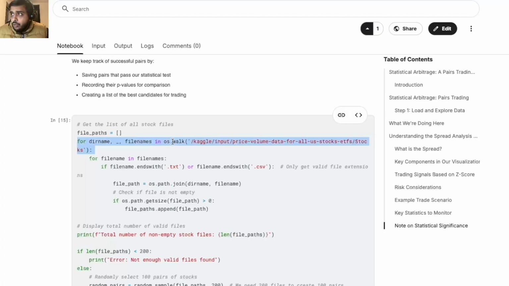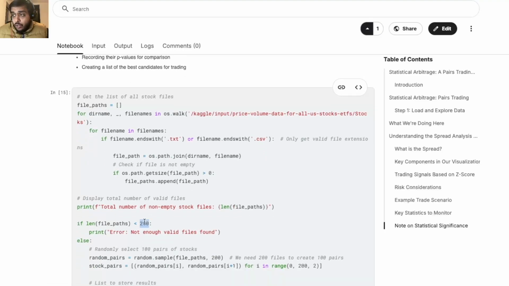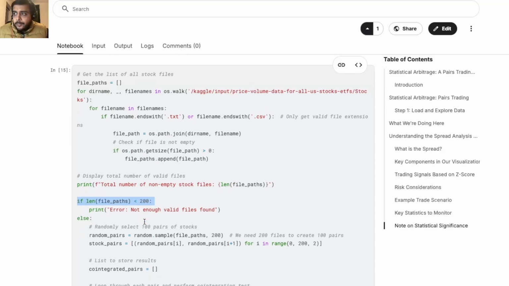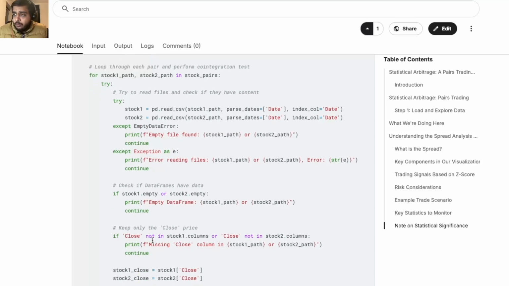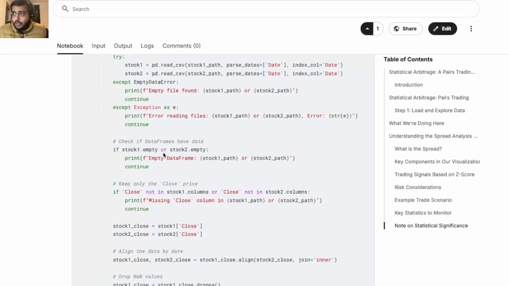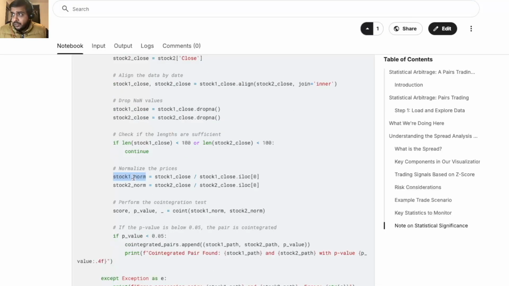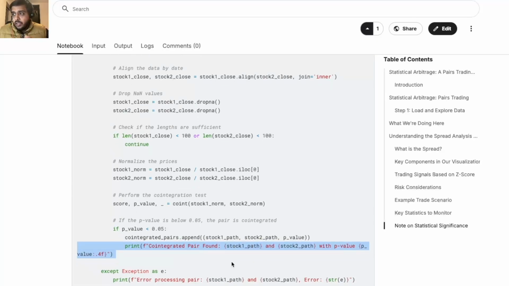So here we do a random walk and then select randomly 100 pairs, and we do all the steps that we discussed before. We normalize the data here and do the co-integration test. And if the p-value is less than 0.05, we append them here into the co-integrated pairs list, and we have a print statement that these two stocks are co-integrated, else we don't do anything.